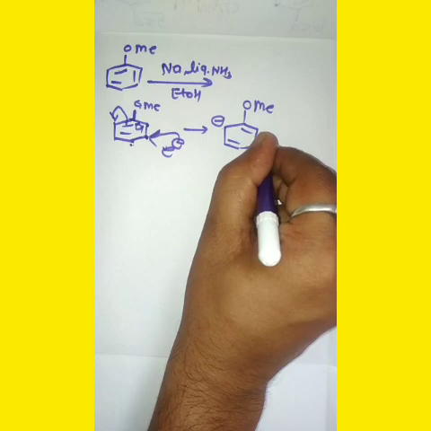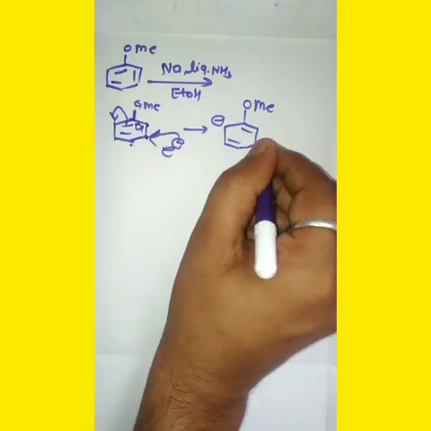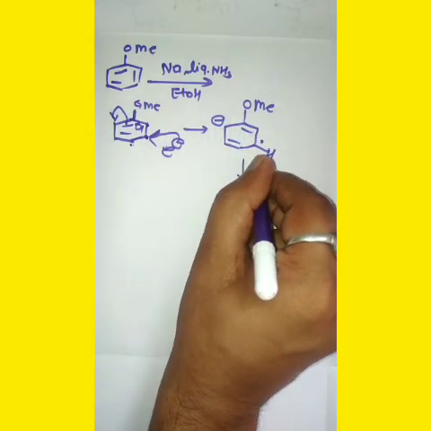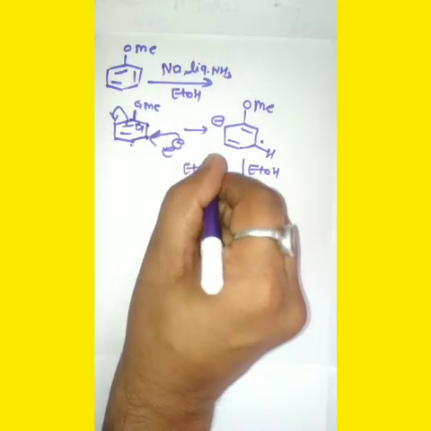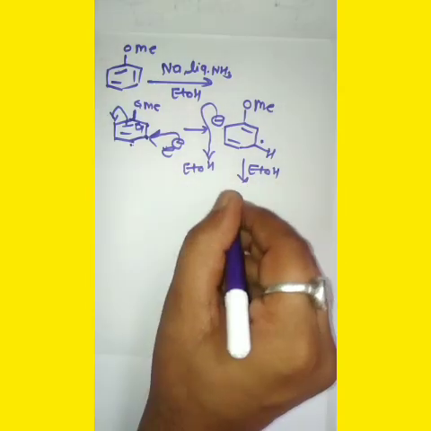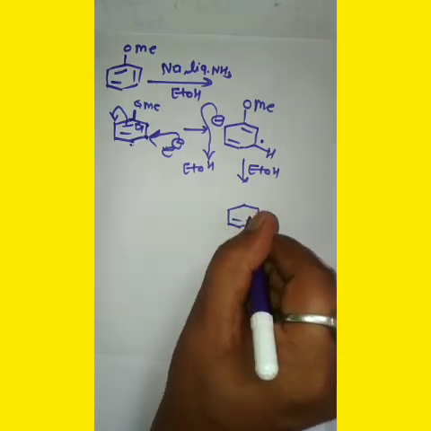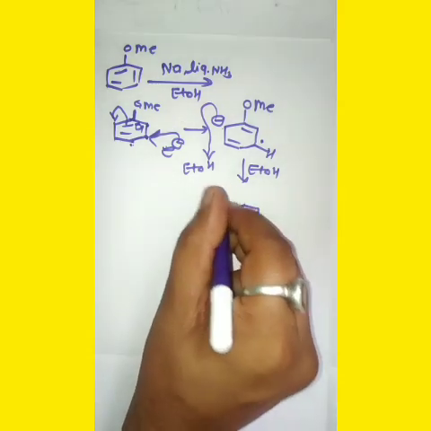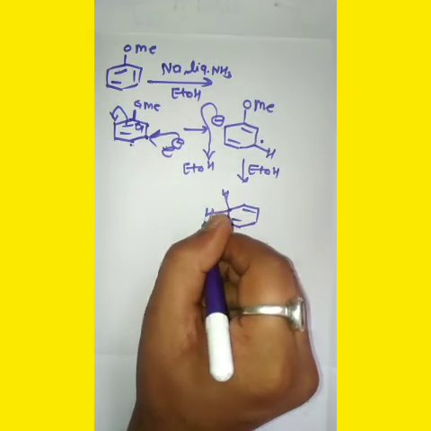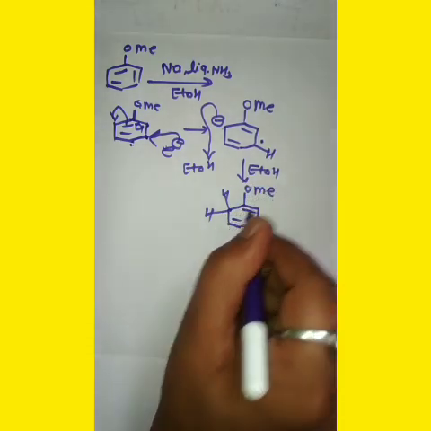Here one proton is present. So this anion, this is a radical anion, abstracts the proton from a solvent like ethanol. Let's abstract the proton from the ethanol, and we get the next intermediate. First one proton is there, and it abstracts the second proton from the OMe group.